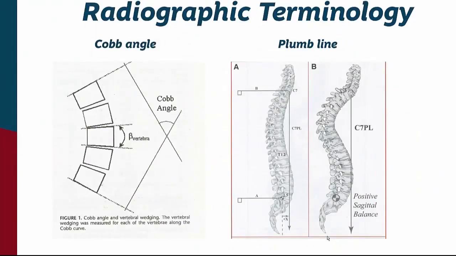Next, for radiographic terminology, the most commonly used measurement is the Cobb angle. So the Cobb angle is delineated by the end vertebrae to the end vertebrae. So the most tilted vertebrae from the horizontal creates the top and the bottom of that curve. That angle is how we define scoliosis in two-dimensional planes. From the sagittal perspective, the plumb line is essentially a line drawn from the centroid of C7 and dropped vertically, and that distance from the posterior edge of the sacrum is considered positive when it's anterior and negative when it's posterior.